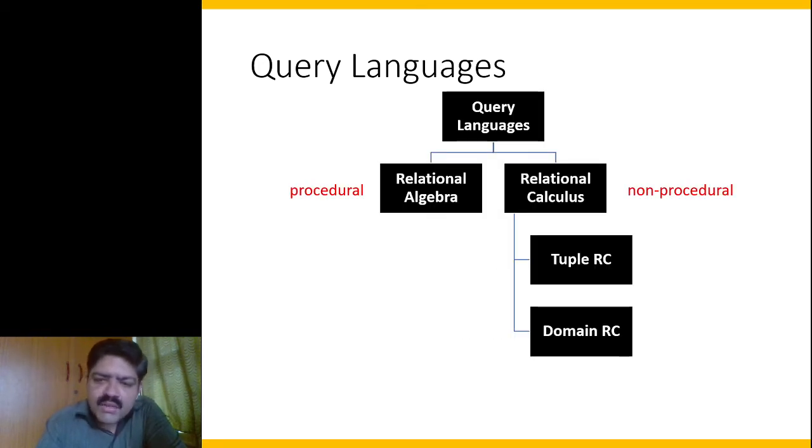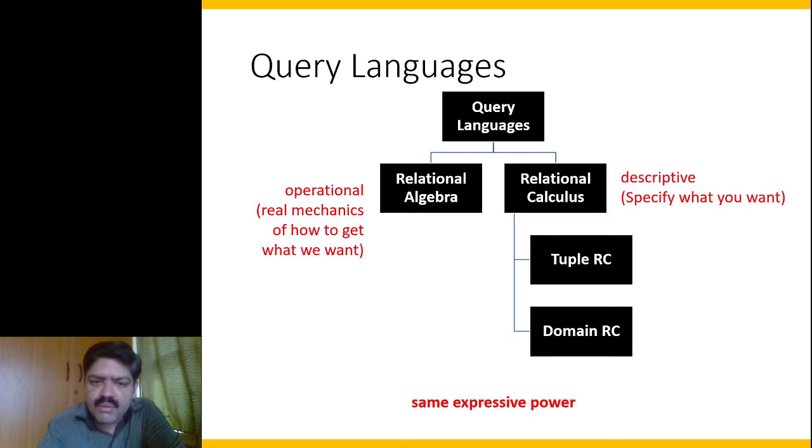While relational algebra was procedural, relational calculus is declarative in nature. There are two types of relational calculus, namely tuple and domain relational calculus. We saw why relational algebra is procedural. Today we shall see a non-procedural version of query language. One interesting feature is that both relational algebra and relational calculus have the same expressive power.